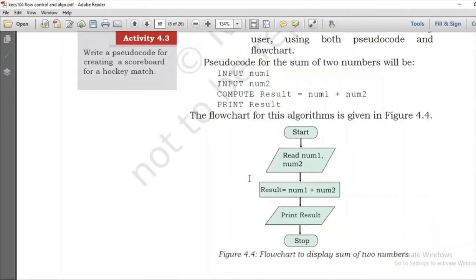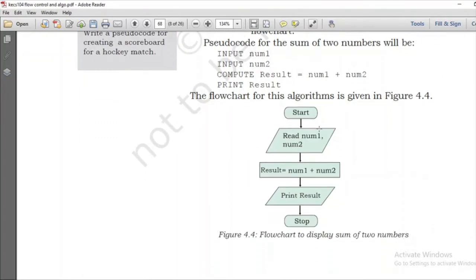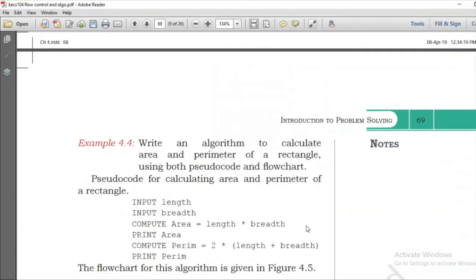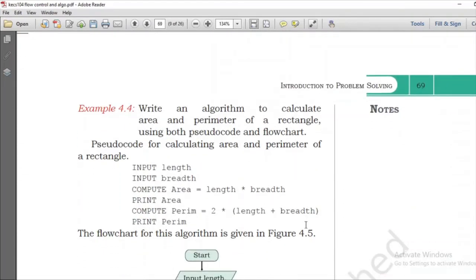The flowchart for this algorithm is given in this figure. Now according to the flowchart you start by using the oval box, then read num1 and num2. These are inputs, so we have used a parallelogram. Then we have done the processing in a square, then we have printed out in a parallelogram, and again using the oval one we have stopped. So this is how you can use a flowchart.